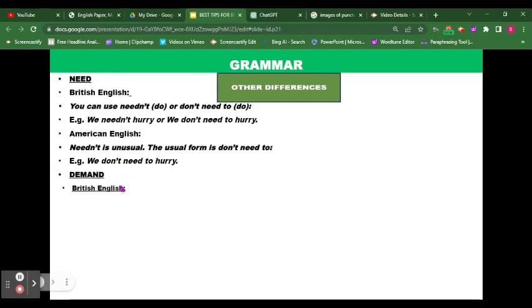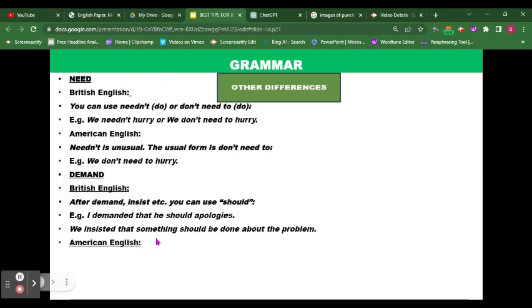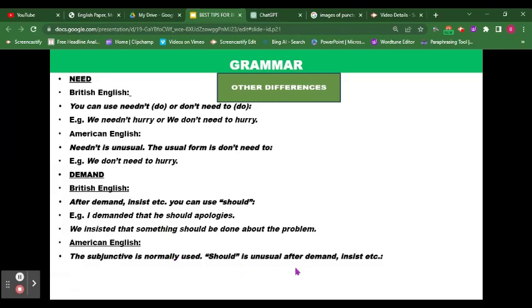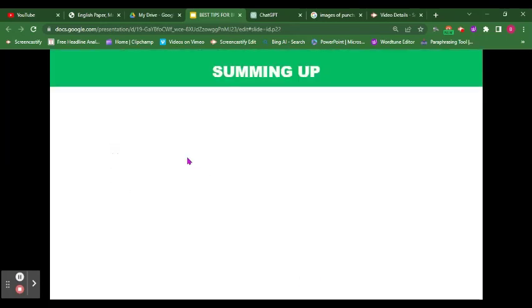Then the word demand in British English. After demand, insist, and other similar words, you can use should in British English. For example, I demanded that you should apologize. We insisted that something should be done about the problem. In American English, the subjunctive is normally used. Should is unusual after demand, insist, and others. For example, I demanded that he apologize. We insisted that something be done about the problem. So these are the differences we can find.